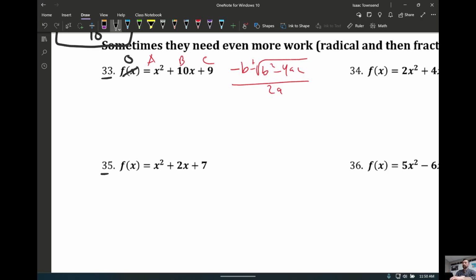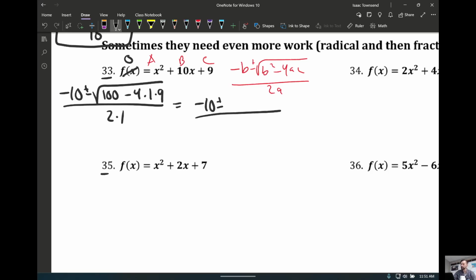Okay, plug in the stuff like the formula says. Opposite of b, plus or minus square root of b squared. I know what that is, so I'll just go ahead and change that. Minus 4 times a times c all over 2 times a. Alright, quick and easy step I can do is the 2 times 1. The one that I'm worried about that you need to slow down on is the discriminant, the stuff under the square root. 4 times 1 times 9 would be 36.